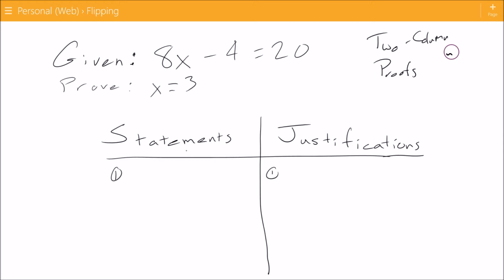Statements is the name of the column that we will have on our left. Those are the things that we're claiming. Those are the steps, basically, in this case, solving algebraic equations. On the right are the properties of mathematics and algebra that we are able to use to explain why we can do these steps. Everything we do, there must be a rule for.